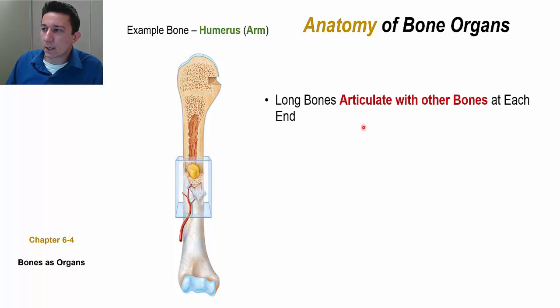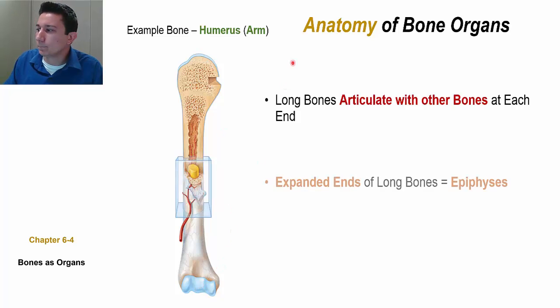Long bones in general, because the humerus is a long bone, generally articulate or connect to other bones at their very ends. That is, they make a connection with a bone at what's called the proximal end here, and they make a connection with another bone at what's called the distal end here. And you'll notice that in the long bones the ends where the articulations are found with other bones are slightly expanded. And so we call these expanded ends of our long bone the epiphyses.